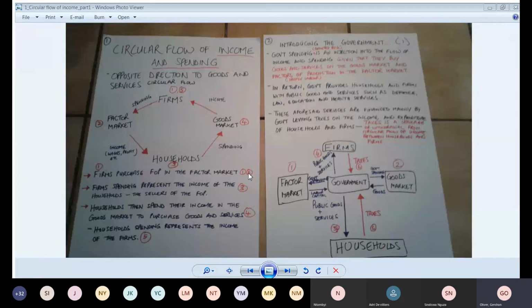Are there any questions on this? I've been speaking now for over an hour. Are there any questions on this? Does everybody understand what a leakage or withdrawal is and what an injection is?